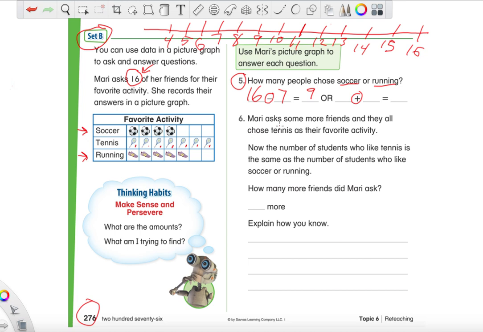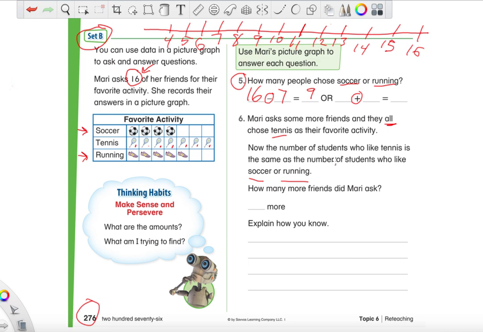So it says, Mari asked some more friends, and everyone that she asked says they all chose tennis as their favorite activity. Now the number of students who like tennis is the same number of students who like soccer and running. How many friends did Mari ask?